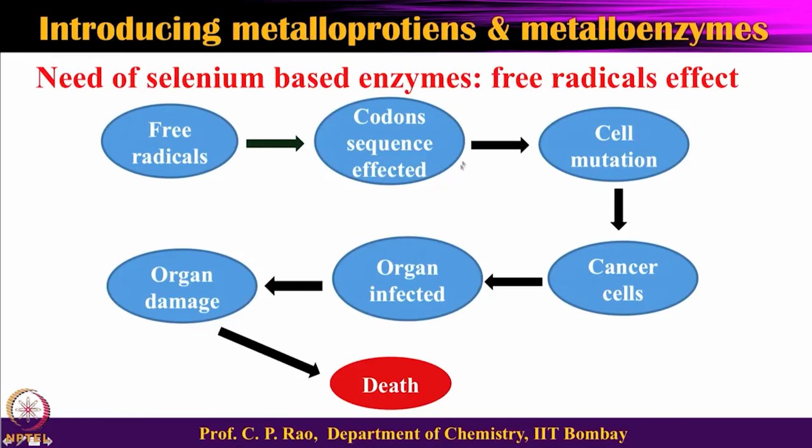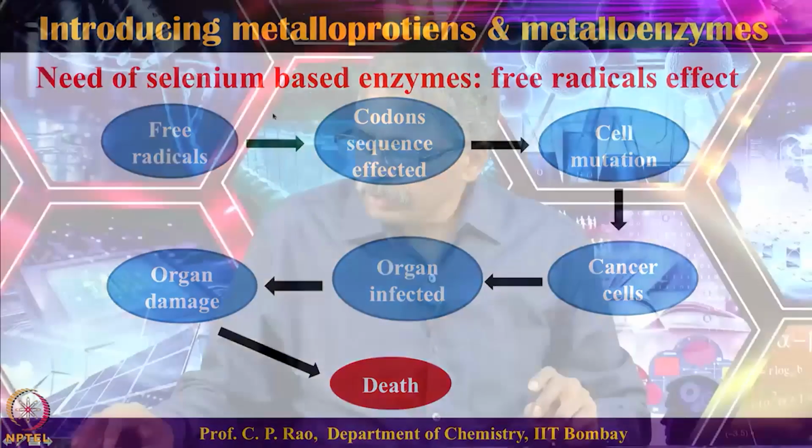The free radicals can act on codons, they can cause cell mutation, they can act on cancer cells, they can act on organs and infect them, they can damage the organs, and it can even lead to death. So, free radicals are very dangerous, and therefore they have to be removed by a system, and in our systems the selenium-based enzymes take care of these.